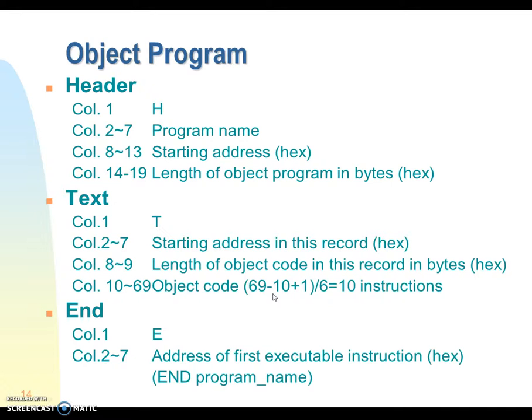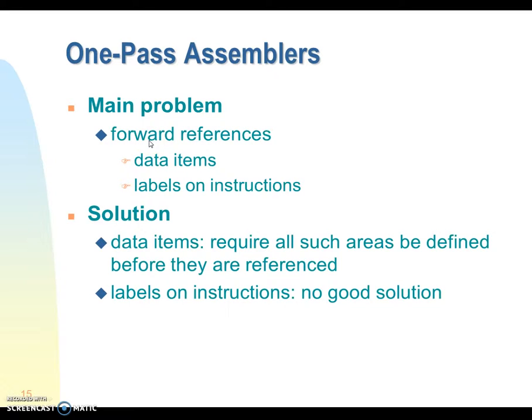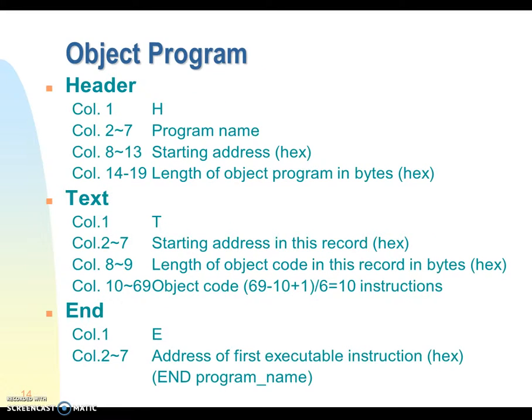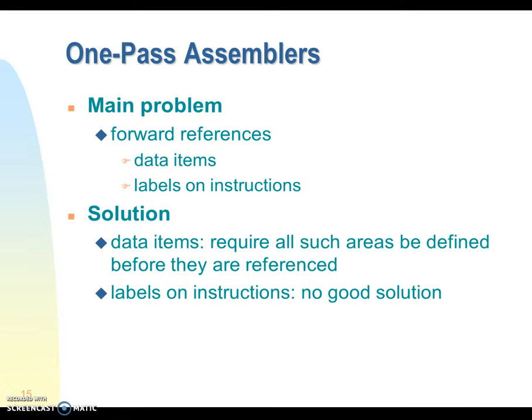Then what does the object program consist of? There are three major records: the header record, the text record and the end record, and every object program has its own syntax. It consists of three types of records: header record, text record and end record.